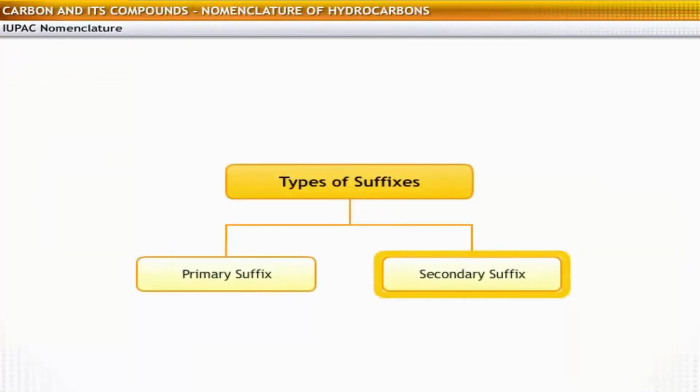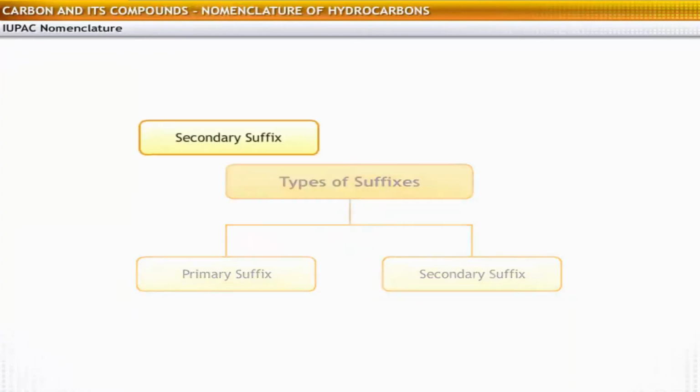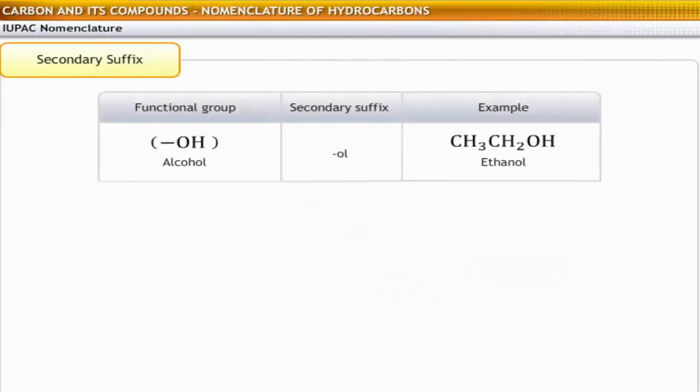A secondary suffix indicates the functional group present in the carbon compound. The terminal E of the primary suffix is replaced by the secondary suffix. The table shows examples of secondary suffixes.